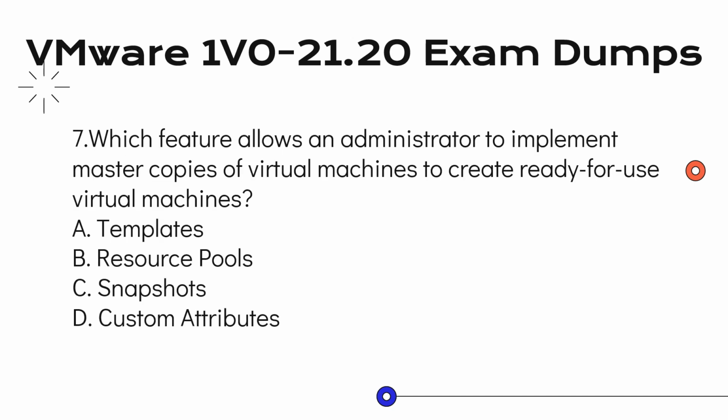7. Which feature allows an administrator to implement master copies of virtual machines to create ready-for-use virtual machines? A. Templates. B. Resource pools. C. Snapshots. D. Custom attributes.